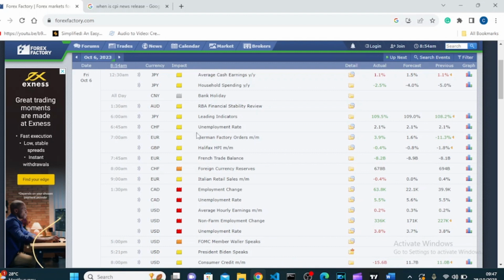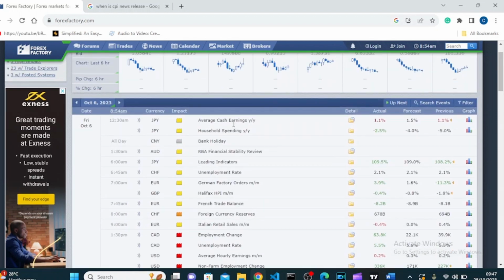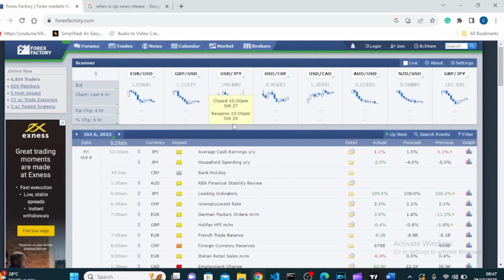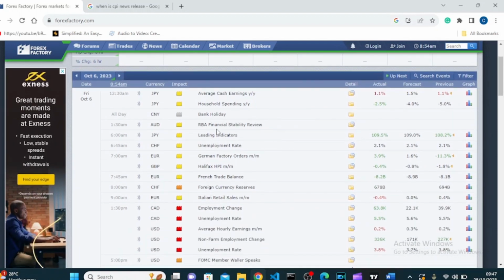And then type forexfactory.com. It will bring you here, right? In the previous video we talked about this. So CPI is what we are looking at. CPI was released, I think, on the 12th of October. So we'll come to our calendar here.